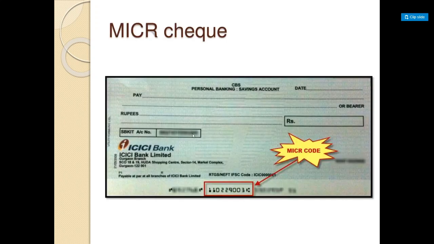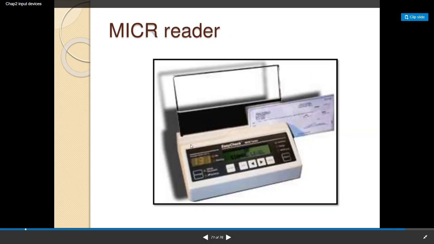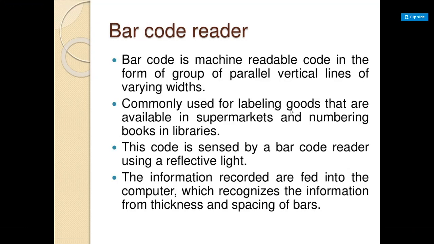Okay, see, this is where the MICR code is present. Here the check number is usually present. When you insert this check into the MICR reader, it reads and says whether the characters are recognized or not, whether the ink is recognized or not, then it will be considered a genuine check. The most familiar one you all know, and we have in our library also, is the barcode reader.